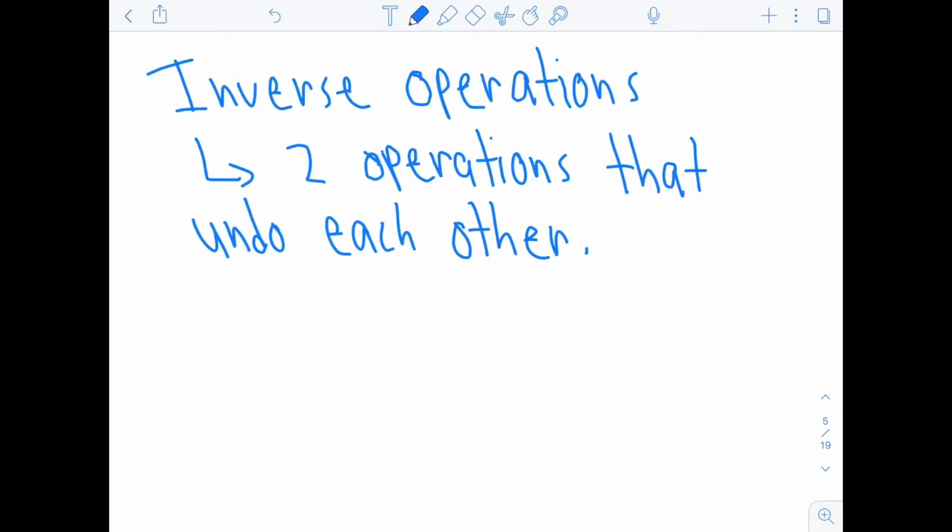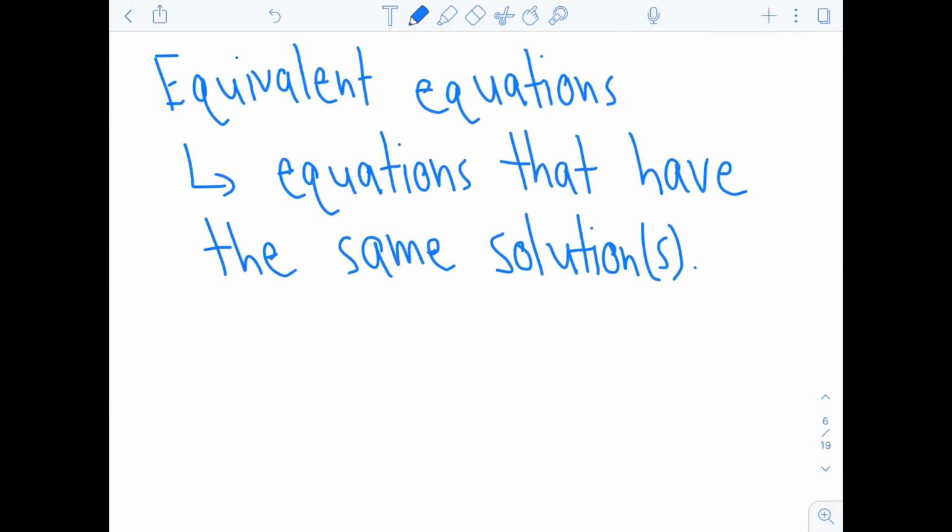And we're going to use inverse operations, which are two operations that undo each other, such as addition and subtraction or multiplication and division. When you perform the same inverse operation on each side of an equation, you produce equivalent equations, which are equations that have the same solution or solutions.